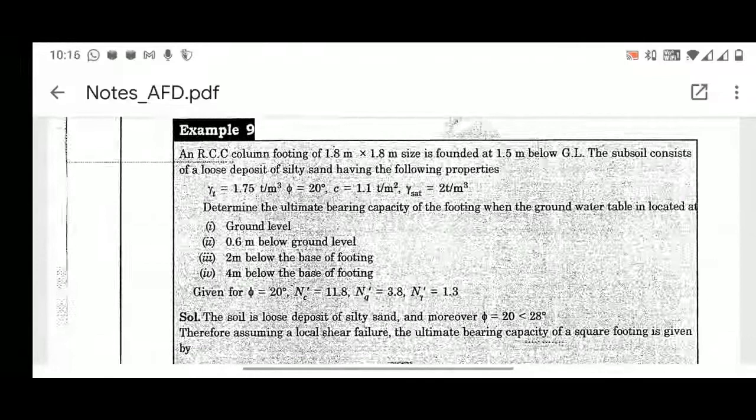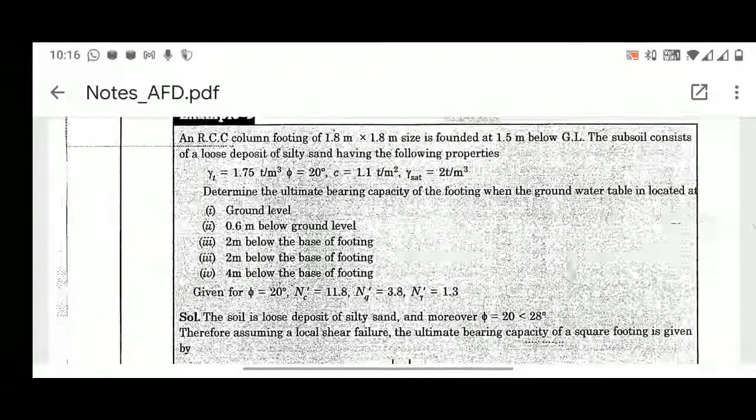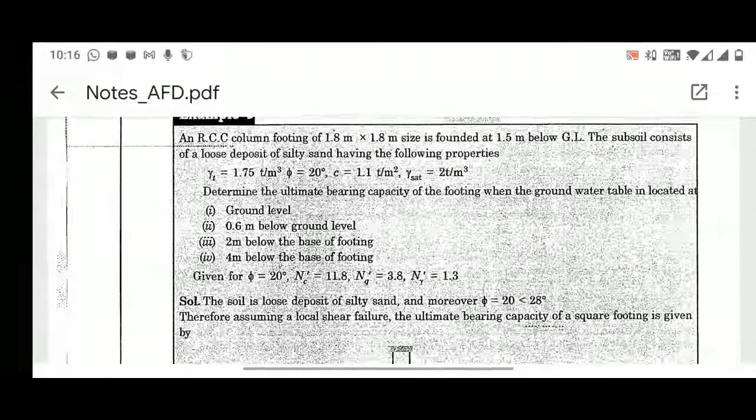Now they are asking what will be the ultimate bearing capacity of the footing when your groundwater table is located at the surface. Second, 0.6 meter below the ground surface. Then third is 2 meter below the base of footing, and fourth is 4 meter below the base of footing. Now what we follow in general practice is, whenever we have the phi value, we have to check the phi value. Since we are looking at the phi value, we can easily observe that this value is lesser than 29 degrees, so we can directly say it is a local shear failure case.